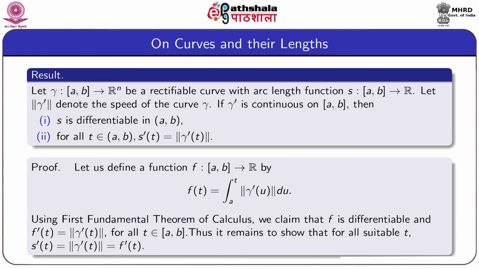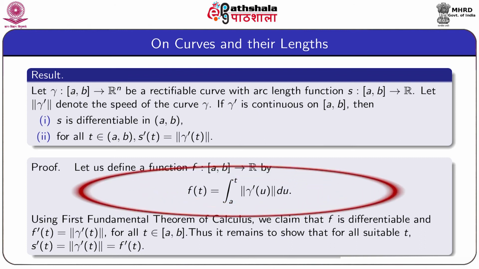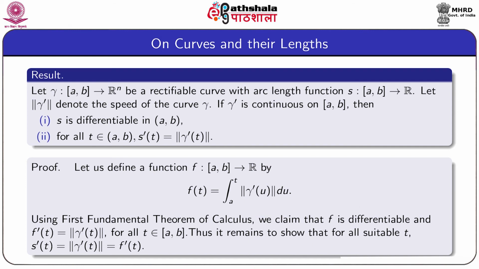Proof. Let us define a function f from the bounded closed interval [a,b] to R by f(t) equals the integral from a to t of the norm of gamma'(u) du. Using the first fundamental theorem of calculus, we claim that f is differentiable and f'(t) equals the norm of gamma'(t) for every t from the bounded closed interval [a,b]. Thus, it remains to show that for all suitable t, s'(t) equals the norm of gamma'(t), which equals f'(t).